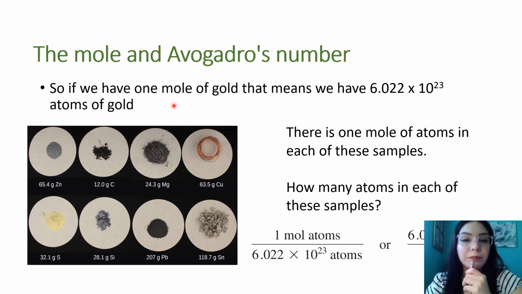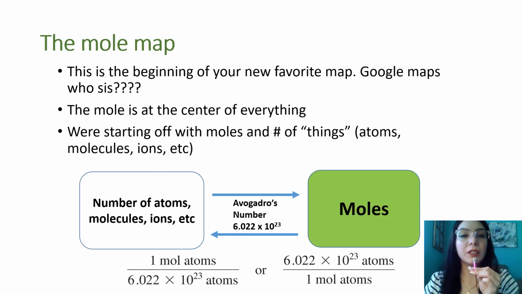So if you had samples of all of these elements, all of these samples here are actually equal to 1 mole. In each of these samples, they're all different: zinc, carbon, magnesium, copper, silicon, lead. They're all different, but they all display 1 mole of them. Now, I want you to pay attention to this mass and see how it's different. We're going to talk about that in a second. So we're going to start building this map. We call it the mole map. And the mole is going to be at the center of everything, so don't forget that.